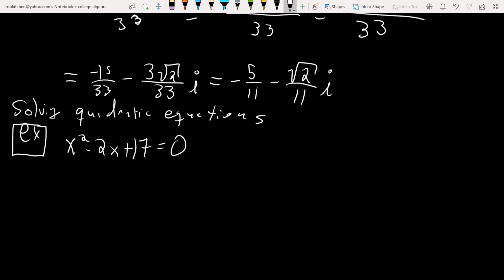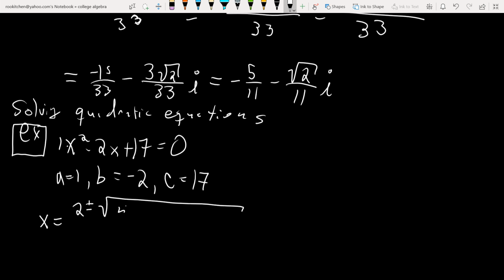Again, it's the quadratic formula we need here. So a is whatever's in front of x squared. It's x squared, so there's a 1 there. We don't write it, but there it is. And then b is whatever's in front of x, and c is the constant, basically. So using the quadratic formula, x equals negative b, so negative negative 2 is 2, plus or minus the square root of b squared, which is 4, minus 4 times a times c, all over 2 times a.